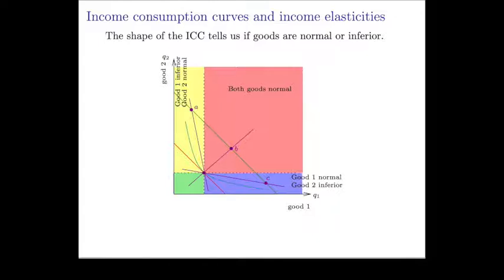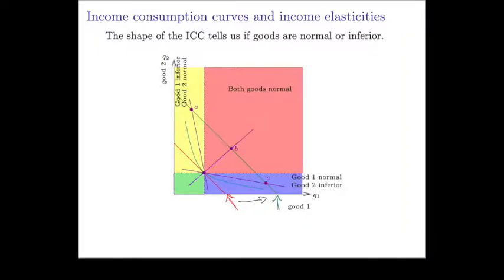So let's look at a few different possibilities. We have 2 different budget lines, one here and one here. Of course, this one is for a lower income than this one. So as the income increases, you go from the lower budget line to the higher budget line. And as you go from the lower budget line to the higher budget line, let's suppose your income consumption curve is this one. So you go from this bundle to B. What does that tell us about the 2 goods? It says that as your income went up, you consumed more of both of the goods. So both of these goods are normal goods for you.